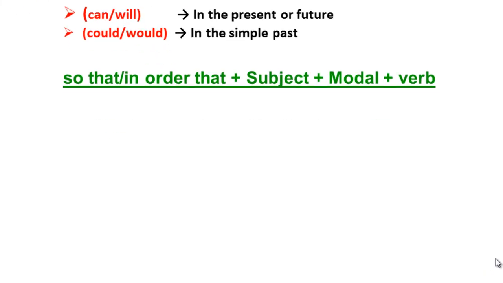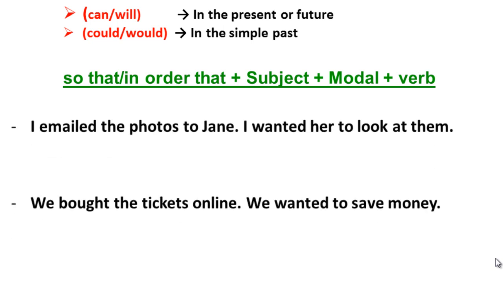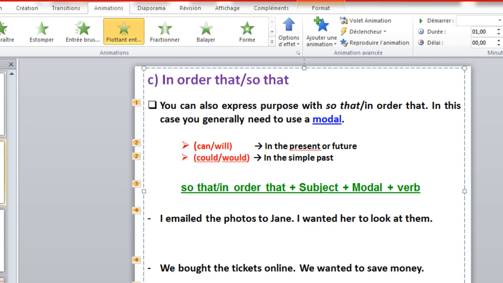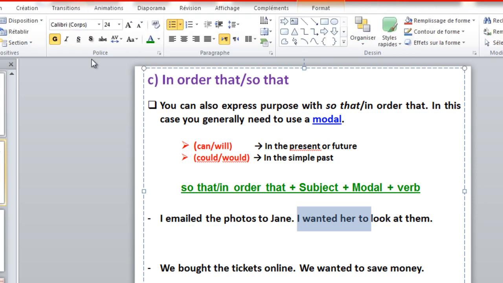So we should use them like this: so that or in order that plus subject plus modal plus verb. Let us combine these pairs of sentences in one sentence using this structure. I emailed the photos to Jane. I wanted her to look at them. The words I wanted her to should be deleted and replaced by so that or in order that. Again, you can start the sentence by so that or put it in the middle.